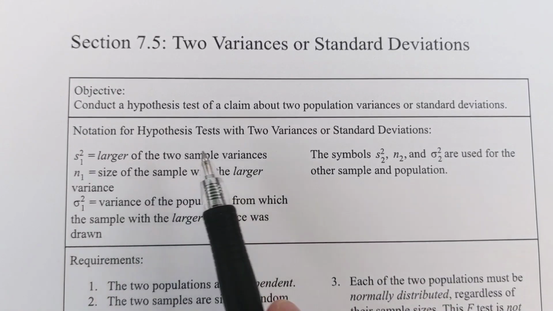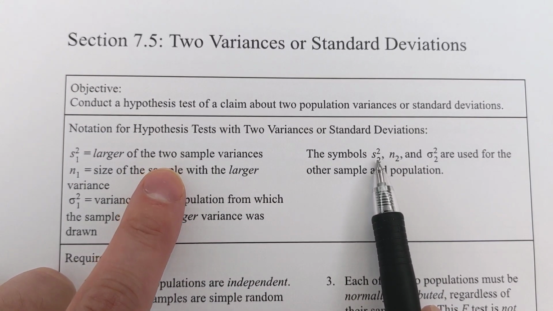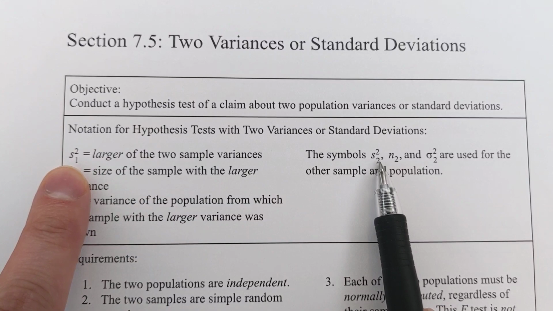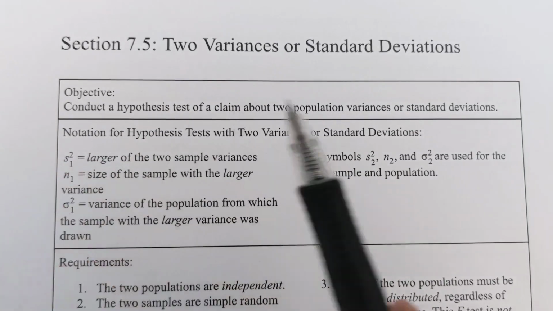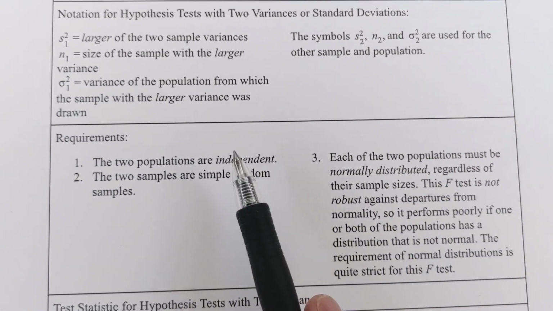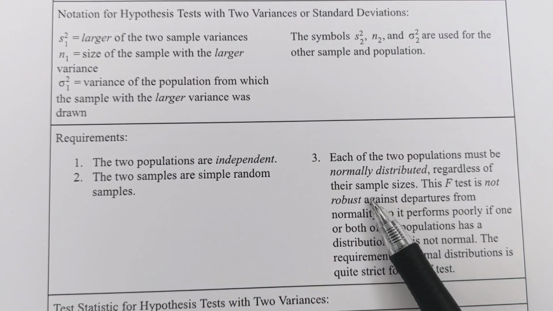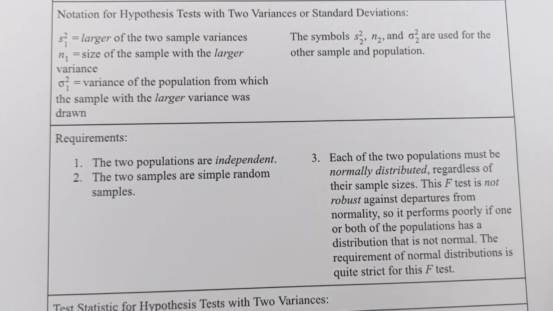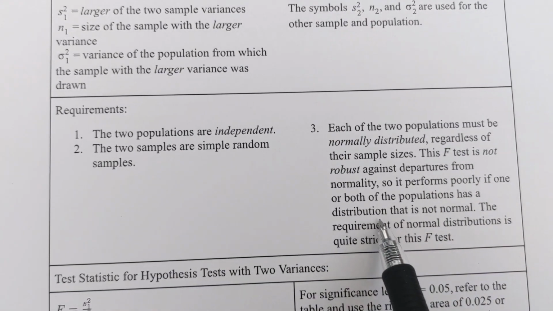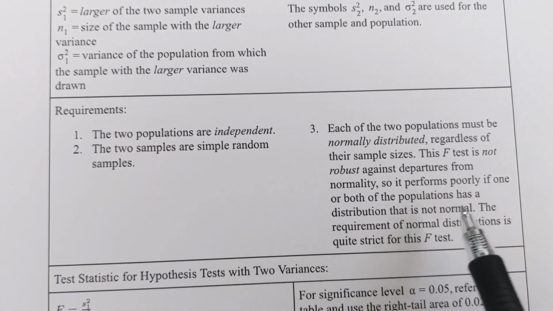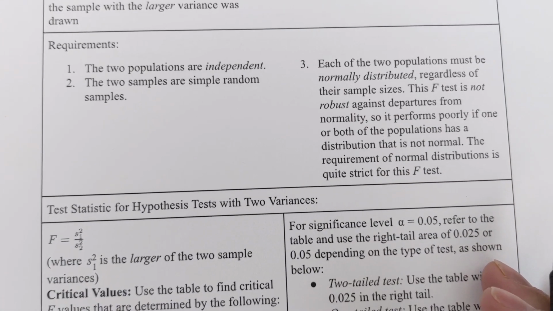So we're going to have to calculate both S's, but we can't set S1 or S2 until we know which one's bigger, because S1's always the larger of the two. The populations are independent, simple random samples, normally distributed regardless of their sample sizes. So if one of the populations is not normally distributed, this test doesn't work very well.